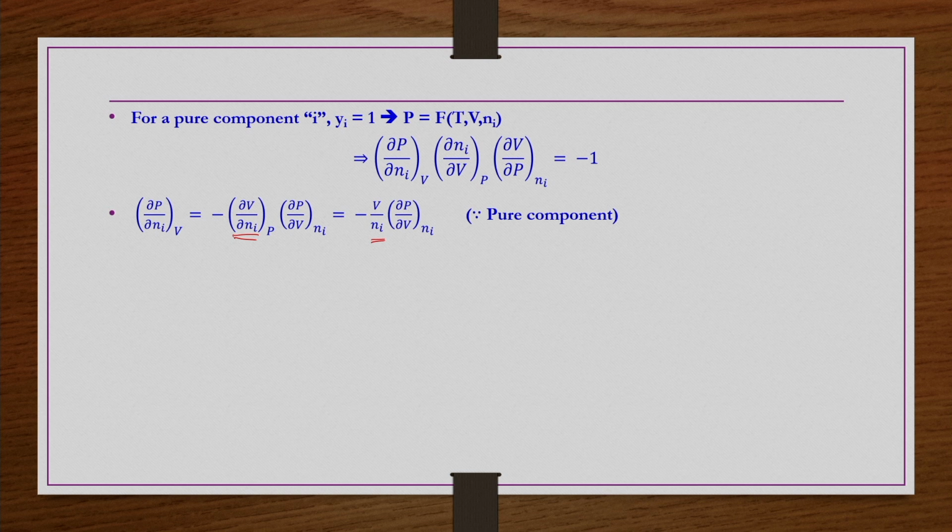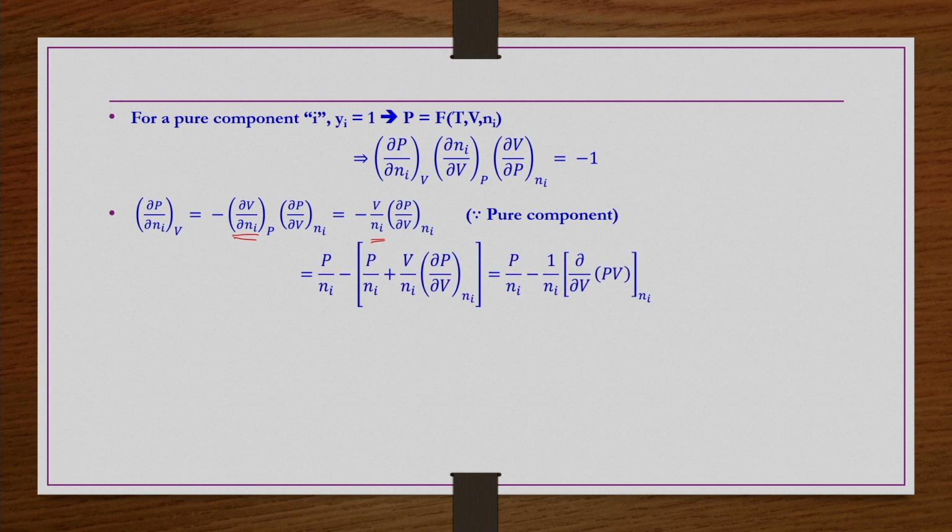That is, the partial molar volume equals the molar volume of that pure component, because the component is pure, and the molar volume we can write as total volume by the number of moles, that is capital V by Ni. So, in this case dou P by dou Ni is minus V by Ni, dou P by dou V at constant Ni. Now what do we do? We add and then subtract P by Ni in this expression, and then we rearrange this part, P by Ni plus V by Ni dou P by dou V, which we can write as dou by dou V of PV. This is what we can write, right.